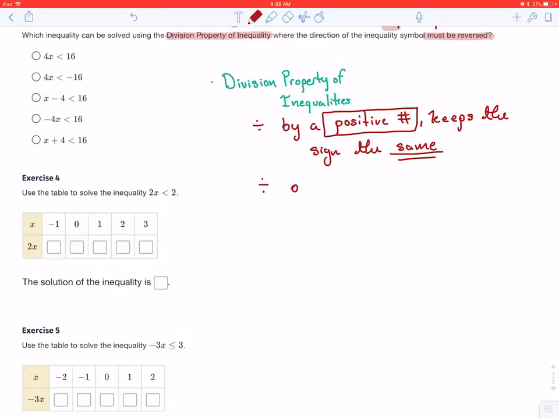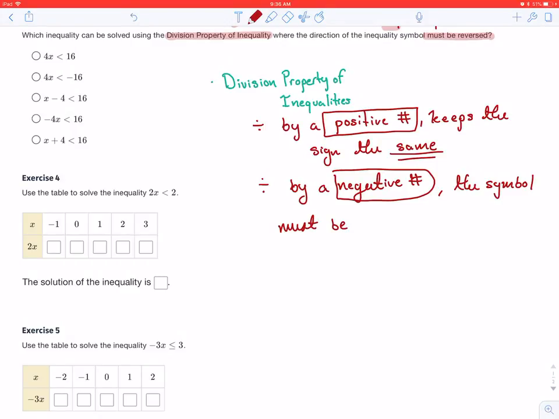But dividing both sides by a negative number, the symbol must be reversed for the inequality to remain true. So if we divide by a positive number, then the sign stays the same. But if we divide by a negative number, then the symbol has to change. And so the symbol has to be reversed.